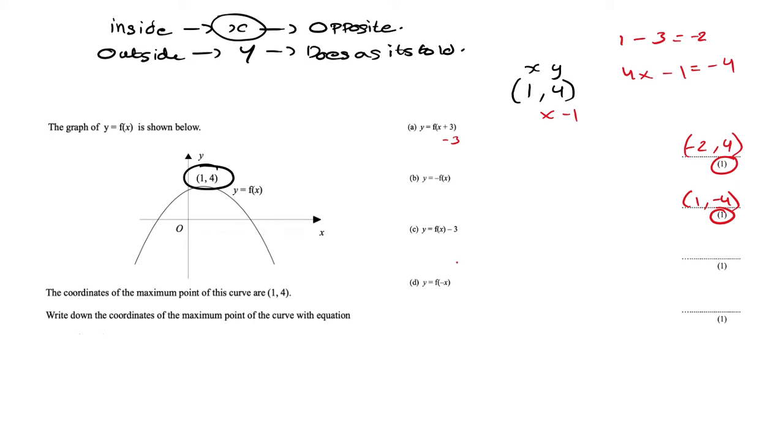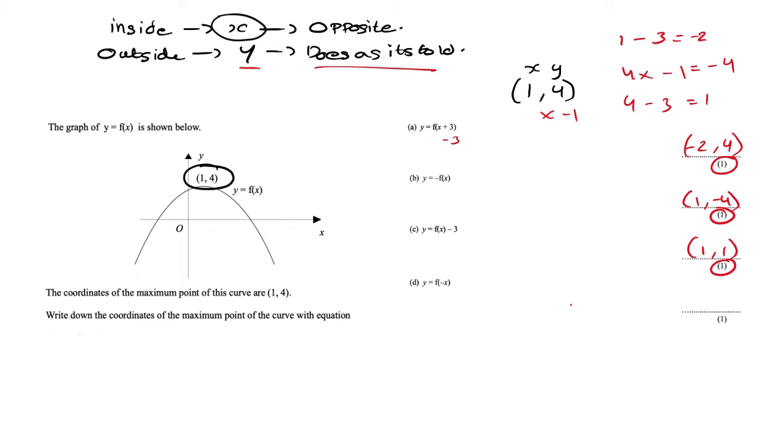The next question, y equals f of x minus 3. So it's outside the bracket, so it's going to change the y-axis and it's going to do as it's told. Okay, so we have 4 as our y-axis and we're going to just subtract 3 from it. So 4 subtract 3 is going to give us 1. The x coordinate stays the same, so our coordinates are going to be 1, 1 for 1 mark.